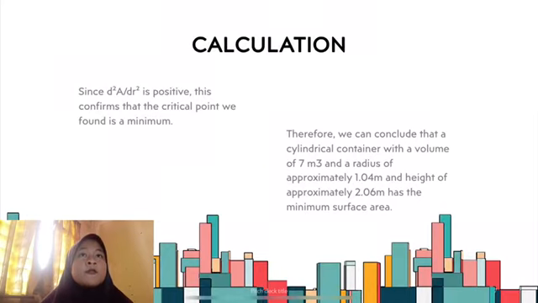Since d power of 2 A per dr power of 2 is positive, this confirms that the critical point we found is a minimum. Therefore, we can conclude that a cylindrical container with a volume of 7 meter cube and a radius of approximately 1.04 meter and height of approximately 2.06 meter has the minimum surface area. This is our example using CATIA V5.